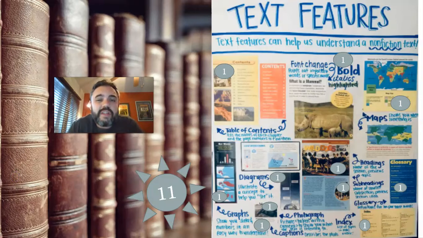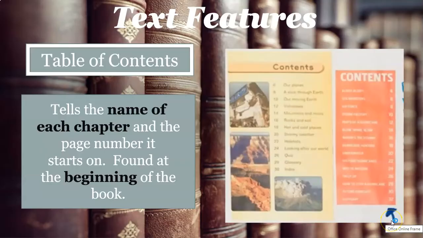And so it's going to be a lot of information, but I think you guys are ready for it because, quite honestly, some of these you're already familiar with, and some of these you're going to really enjoy learning about. So let's move on to our first text feature, appropriately, the table of contents. All right, our first text feature, table of contents. The table of contents tells the name of each chapter and the page number it starts on. And it's always, 100% of the time found at the beginning of the book. And you guys are pretty familiar with that. That's something that you guys have had experience with for quite some time now.